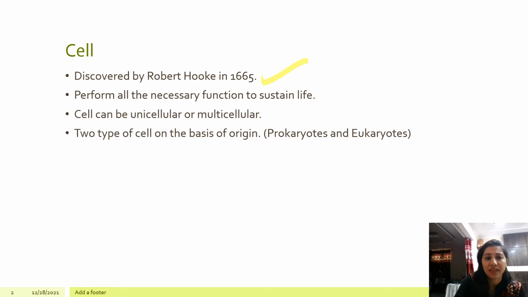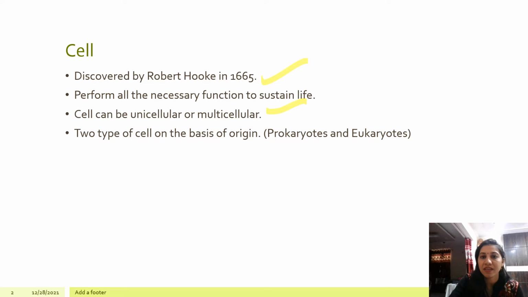Now cells can be multicellular or unicellular. In unicellular you can give the example of amoeba, and in multicellular you can give a lot of examples like human beings, we are also multicellular, lion, dog, plant, multicellular organisms. And in unicellular you can give amoeba, yeast, they are unicellular organisms. Uni means one, single cell organism.